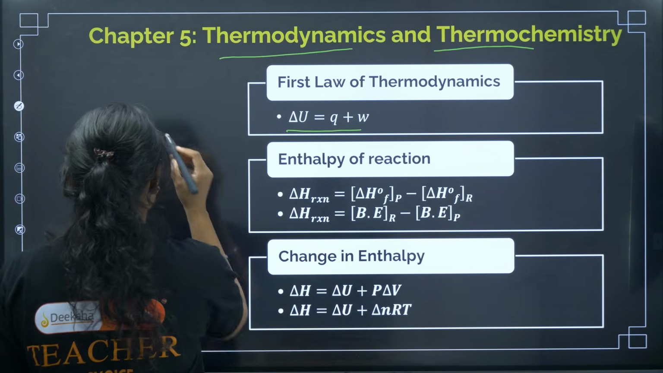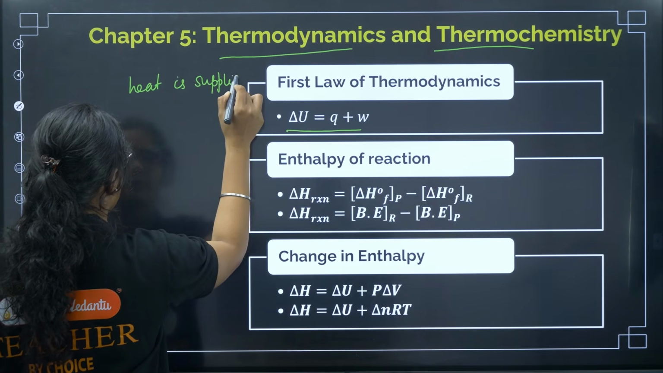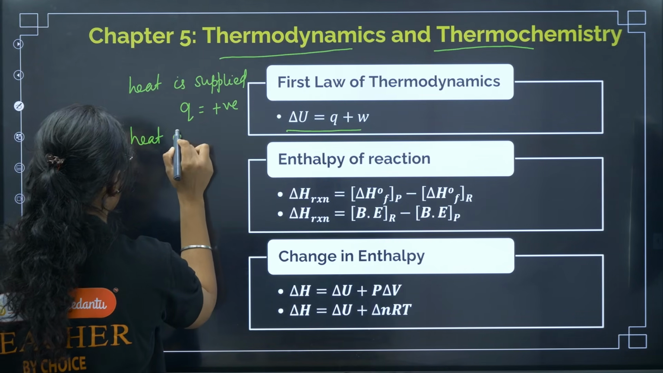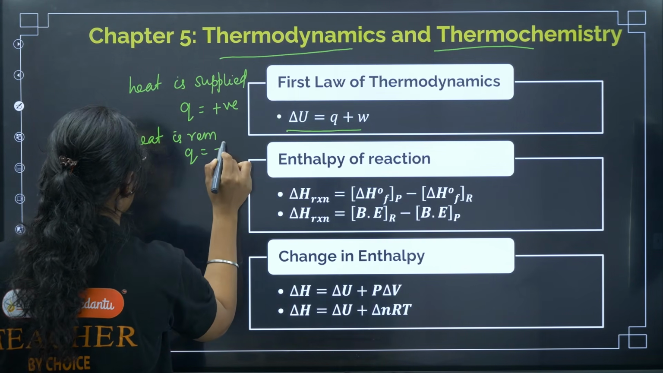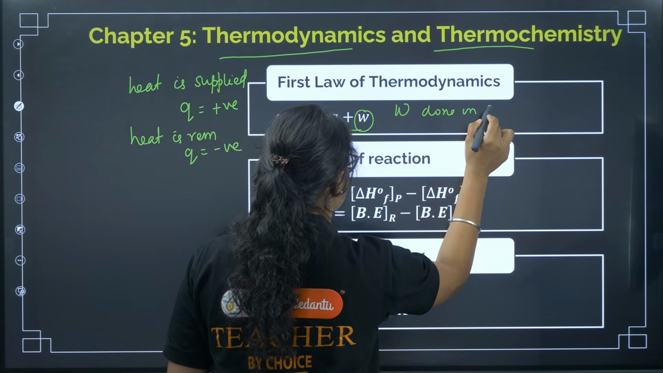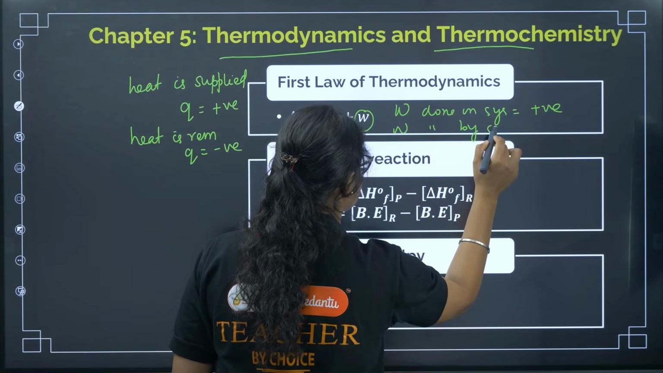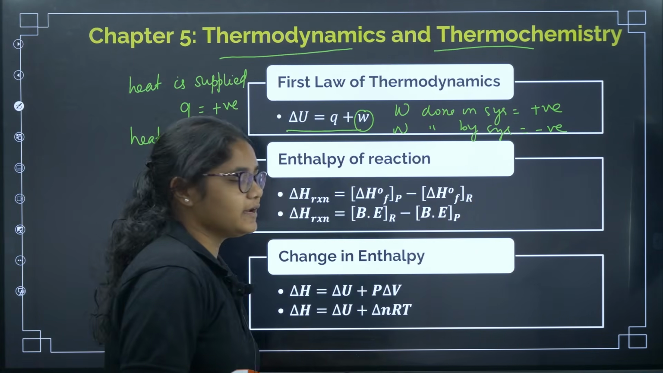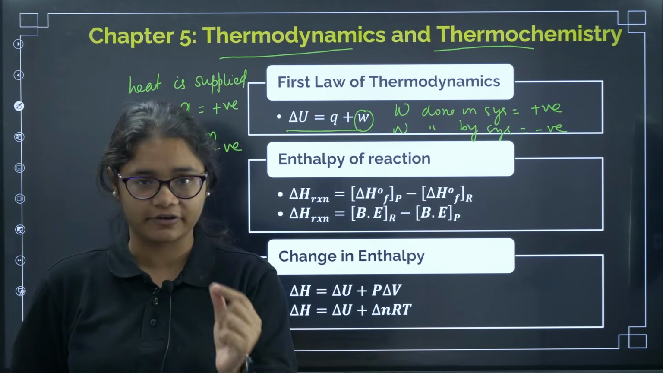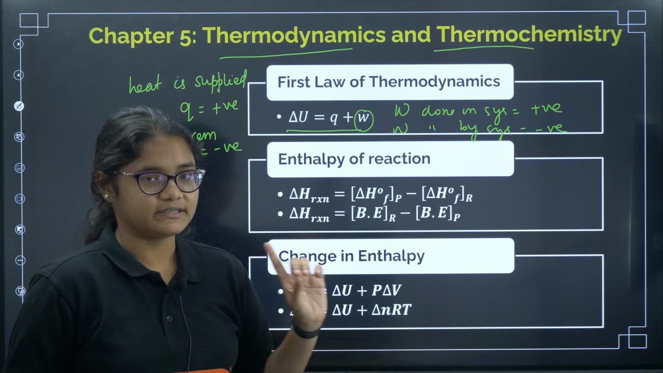So what does happen here? If heat is supplied, then Q will be positive. If heat is removed, then Q will be negative. And what about work? Work done on the system will be positive, and work done by the system will be negative. In physics also you have a thermodynamics chapter, the sign convention used there is different because their reference is different, right? So that is why please remember, when you solve, use this sign convention in chemistry.